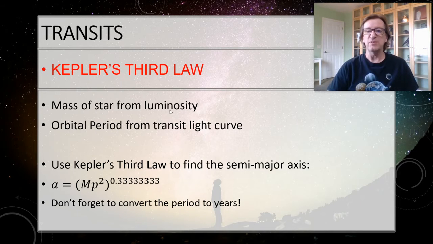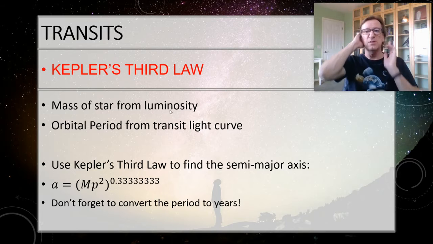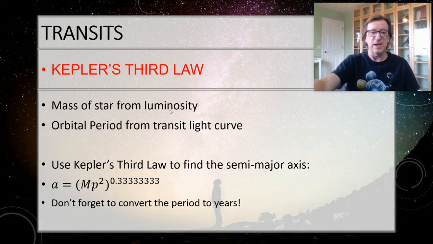All right, so you found the luminosity. You've used that in the star classes page to find the star mass. That goes right here. So the only thing I need then is the orbital period.